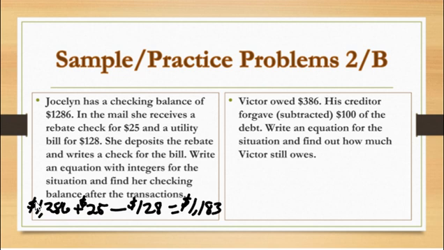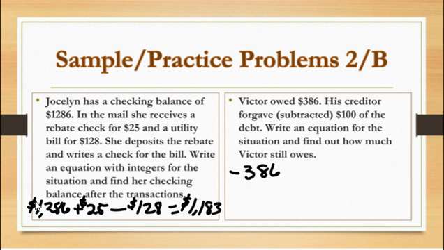And the last one, Victor owed 386. So he owes 386. His creditor forgave him, so he subtracted $100 of the debt. Write an equation for the situation and find how much Victor still owes. So he owed $386, but his creditor forgave him. He doesn't have to pay as much. So right now he owes 386.